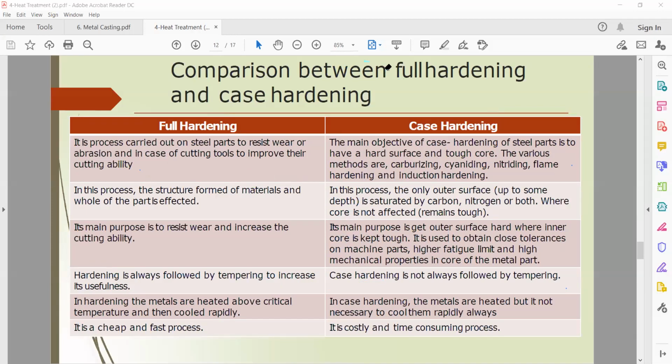Do you have any doubts regarding case hardening and the types of case hardening and the edge hardening?